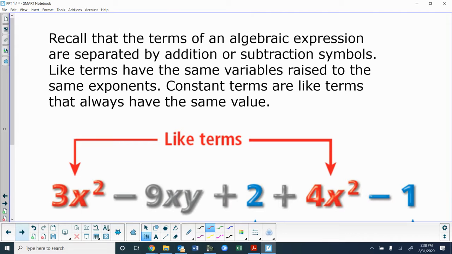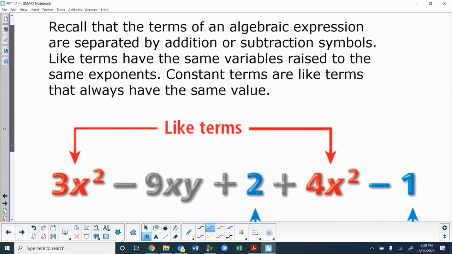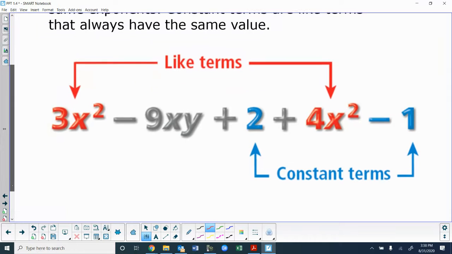All right, so like terms. Recall that terms of an algebraic expression are separated by addition and subtraction symbols. Like terms have the same variables raised to the same exponents. Constant terms are like terms that always have the same value. So we've got the like terms, the 3x squared and the 4x squared. The red ones and the blue ones are called constants when they don't have any variables, and they're like terms. It's like when you first learned to add and subtract.